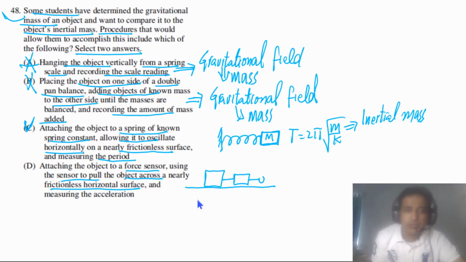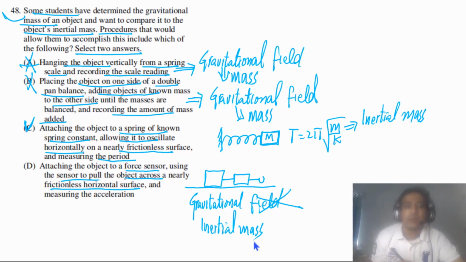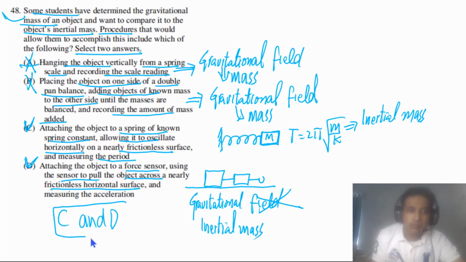In this case this is not relying on the gravitational field, so the mass we will get will be the inertial mass. So we can determine inertial mass using these two methods, C and D. So the answer for this question is C and D, inertial mass.